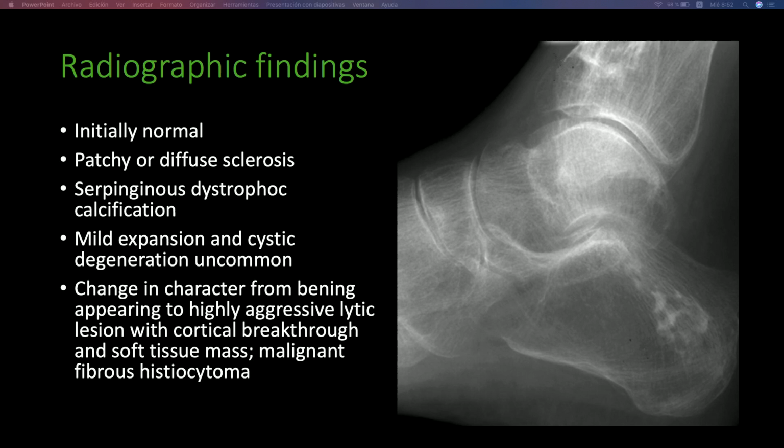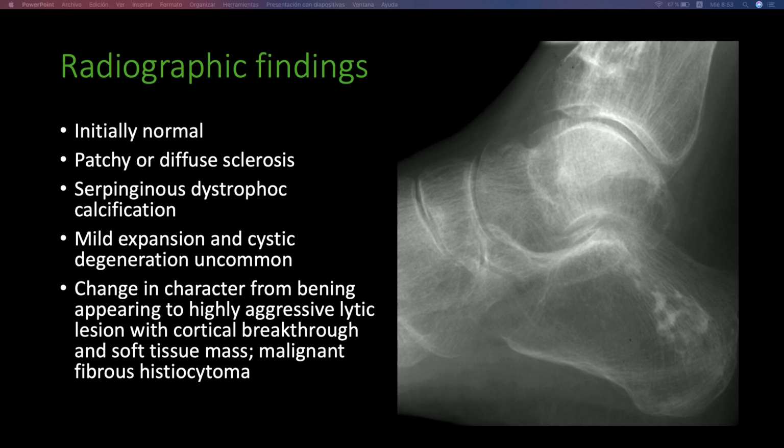It may also rarely develop sarcomatous degeneration, and we will find on the X-rays a change of character in the lesion from benign appearing, like this one or our patient, to a highly aggressive lytic lesion with cortical breakthrough and soft tissue mass. It usually transforms to a malignant fibrous histiocytoma.